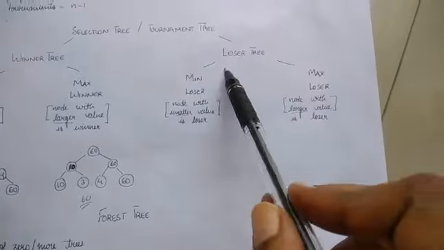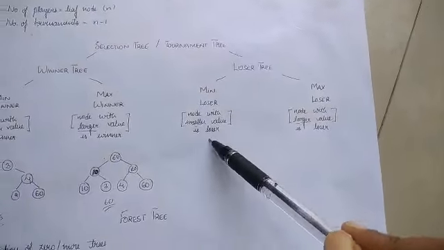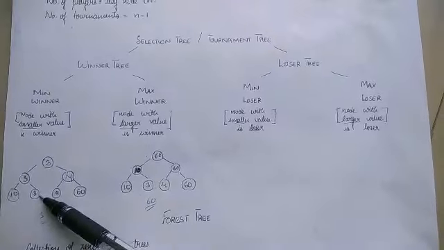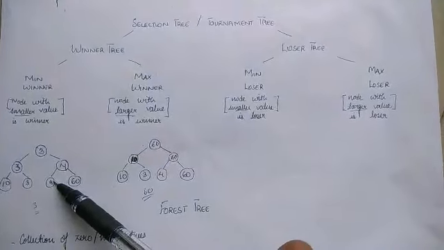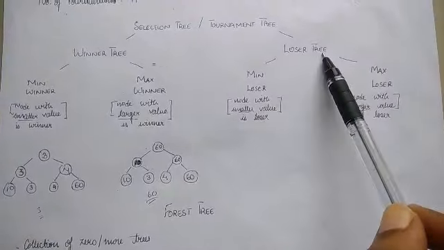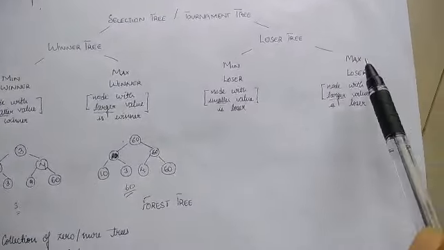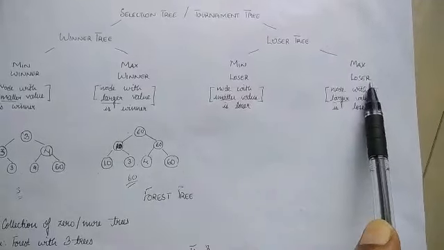Same goes with the loser tree. Min loser: the node with smaller value is the loser. If you consider this, 3 is of lesser value, 4 is of lesser value, you select 3 and 4 and then 3. So, in the min loser tree, 3 would be the loser. And in the case of the max loser tree, as 60 is the winner for the max winner tree, in the case of the loser tree, 60 is the loser.